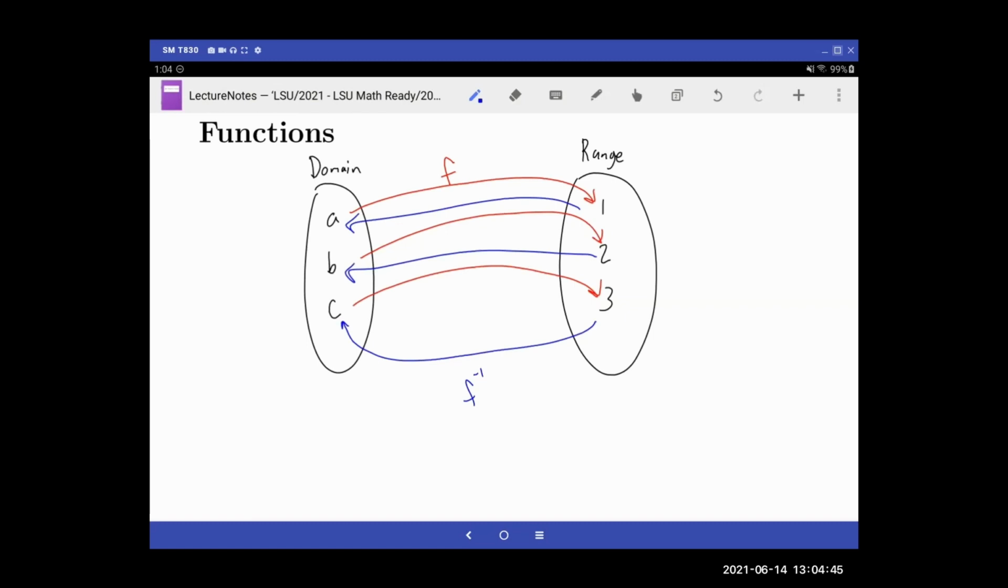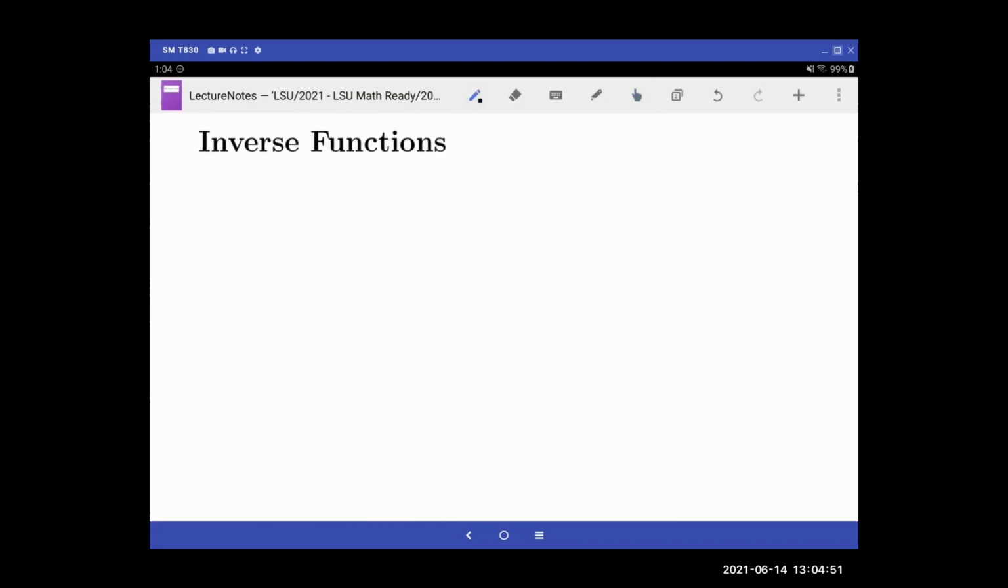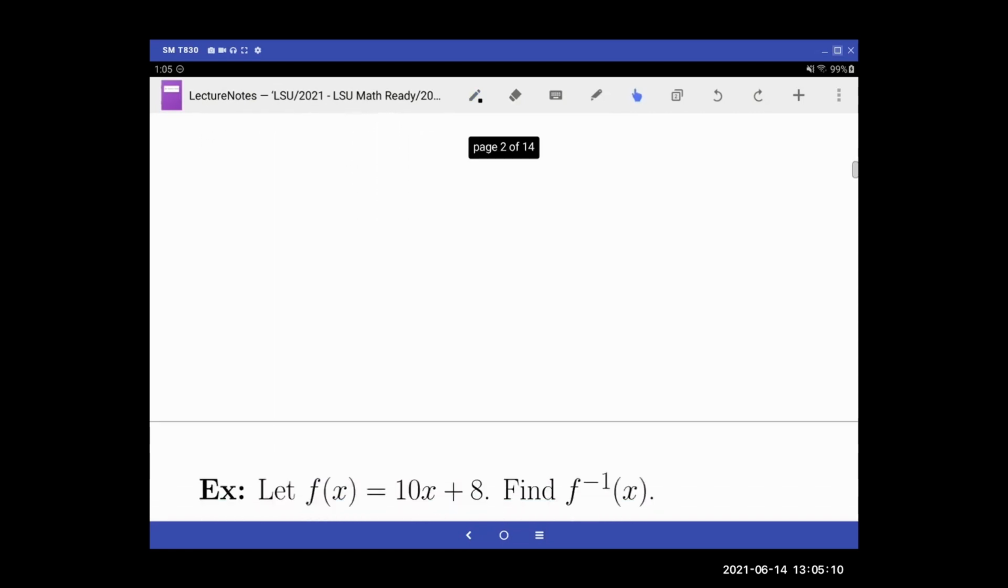And so the notation for an inverse function looks like this. You have the superscript up here, which is a little -1. It's not an exponent, it just means the inverse. Don't think about that in terms of a reciprocal either. It's not the same thing as that. We'll do some examples to help reiterate that in a little bit.